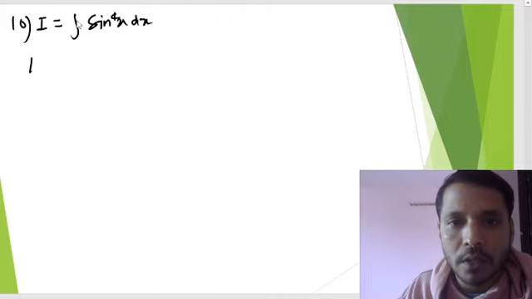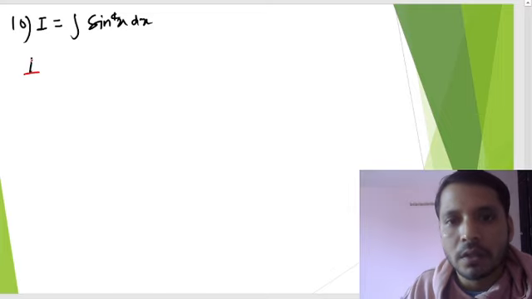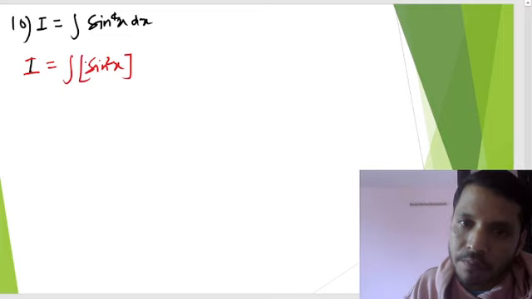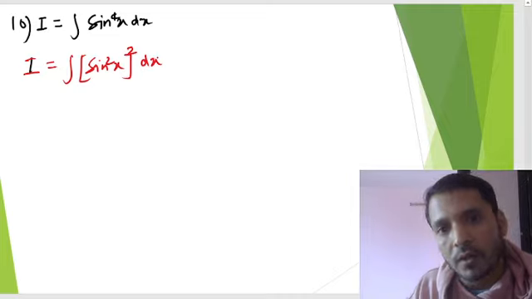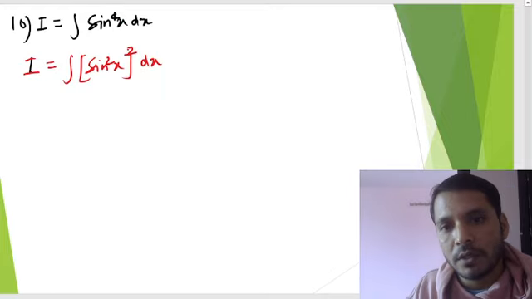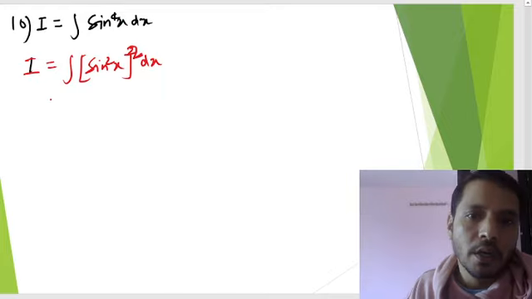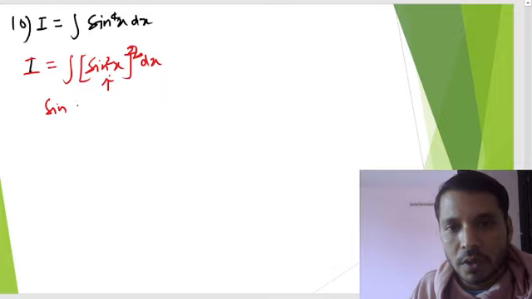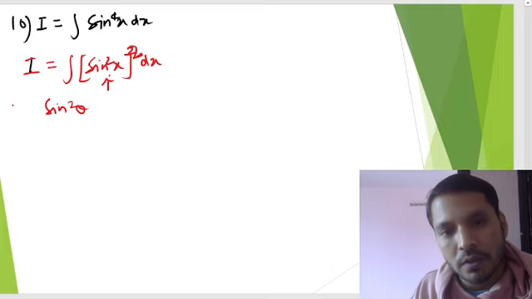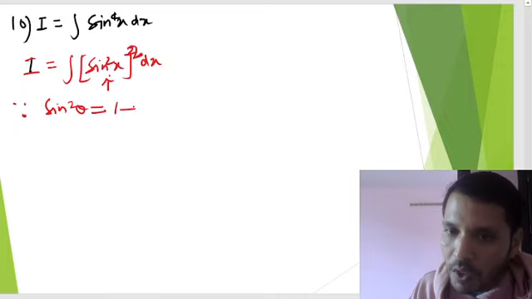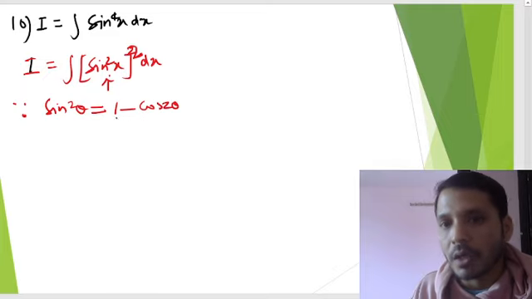We can rewrite it once again, I is equal to, can we write it as sine square x whole square? Yes, we can write it like this, because if you multiply it, it will become the same thing. Here it is in power 2, right? Now since we know the formula for sine square theta, we are going to apply this formula. Sine square theta is equal to 1 minus cos 2 theta divided by 2.